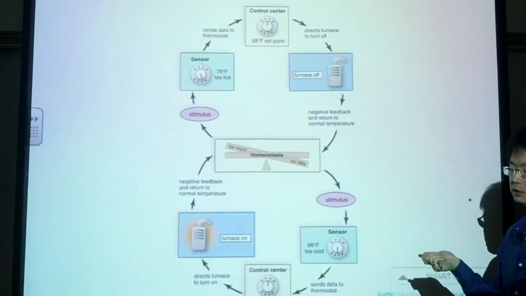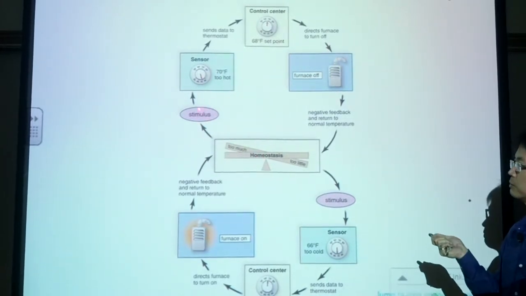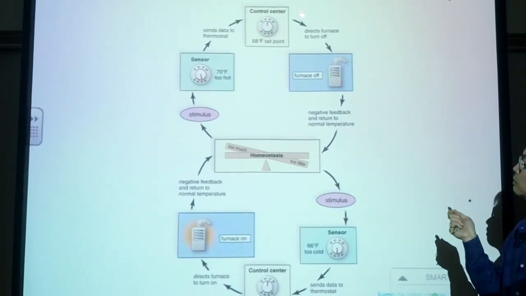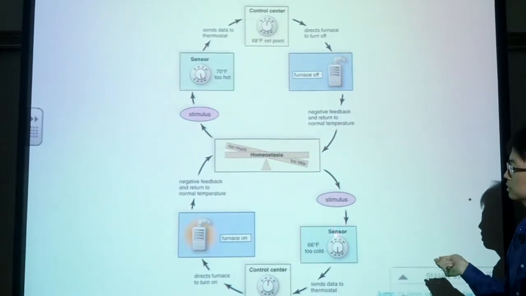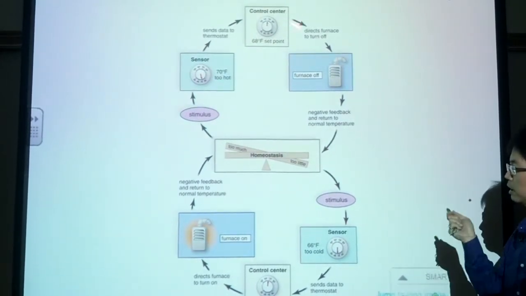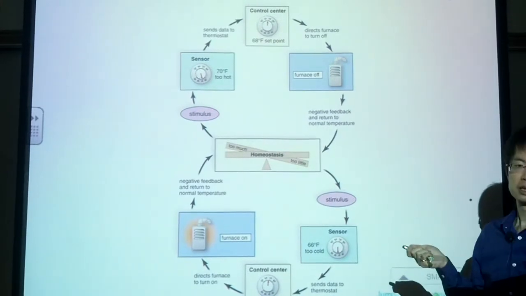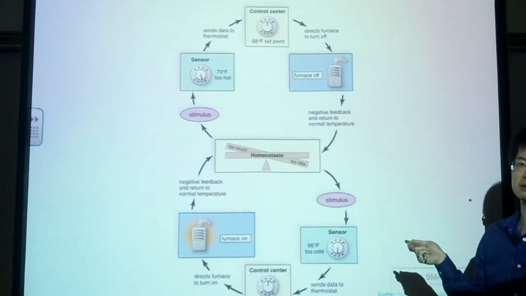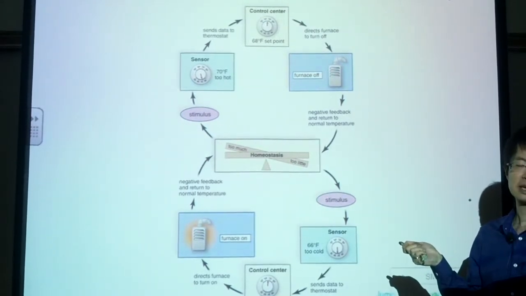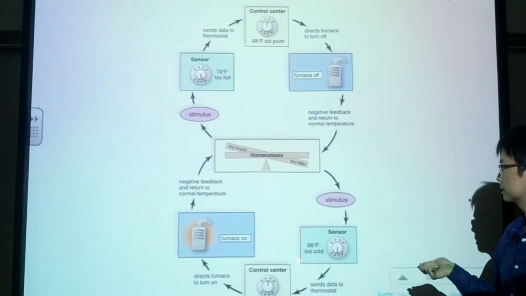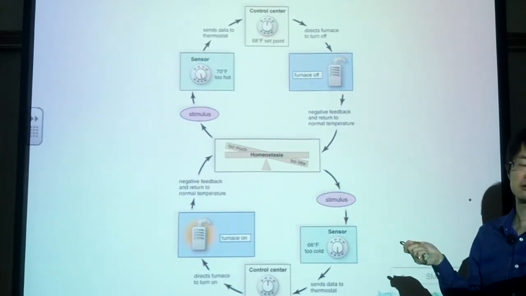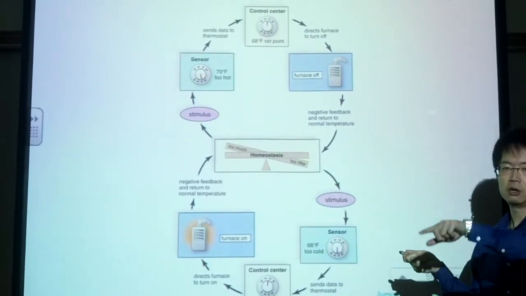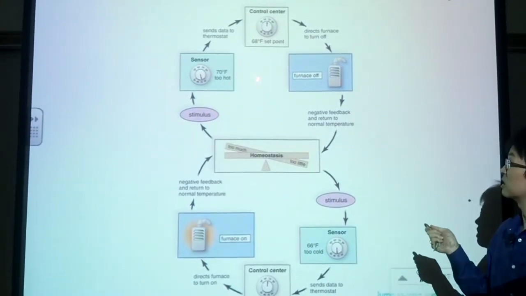But if the furnace is on for too long, the temperature may go up to, let's say, 70 degrees Fahrenheit, too hot. So basically you can see that it just keeps going on and on. In other words, your room temperature is set approximately around 68 degrees Fahrenheit, but it is actually fluctuating between 66 and 70 degrees Fahrenheit. So it is maintained in a dynamic range, but the average is 68.